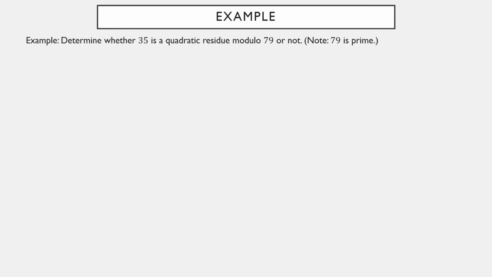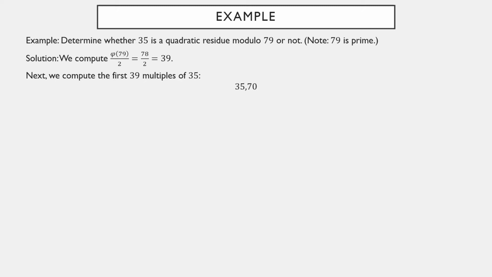So let's look through some examples. Determine whether 35 is a quadratic residue modulo 79 or not, and 79 is in fact an odd prime number. So phi of 79 over 2 is 39. So we compute 39 multiples of 35.